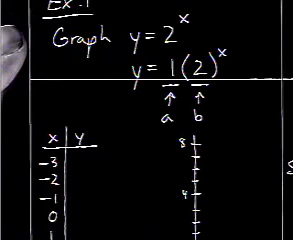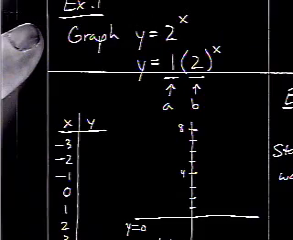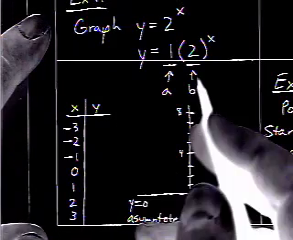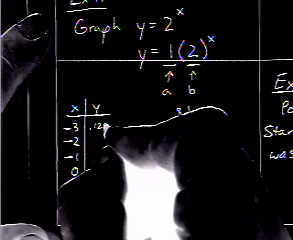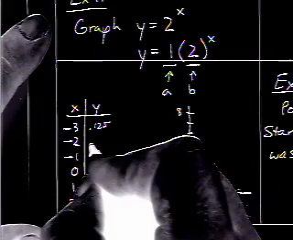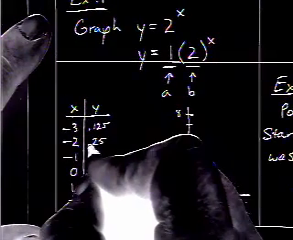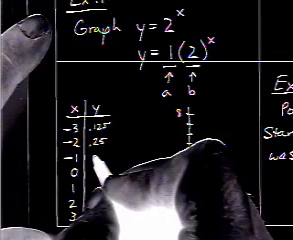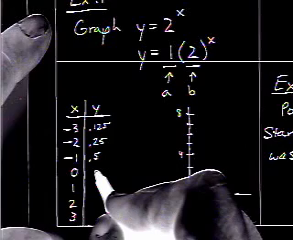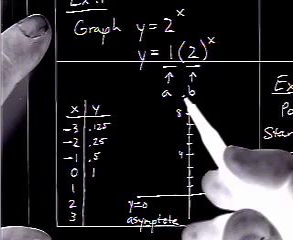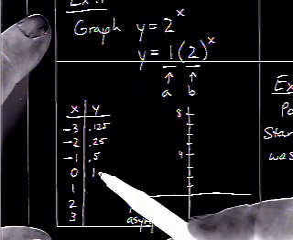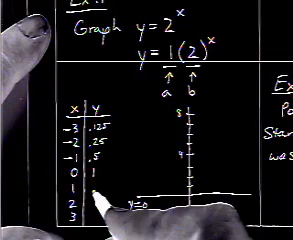If you start plotting points, making a table, not your favorite thing in the whole wide world, but oh well. You plug in a -3. 2 to the negative third power is 1/8, or 0.125. 2 to the negative second is 1/4, or 0.25. 2 to the negative first, we know that a negative exponent causes the base to flip over, right? So instead of 2, it's 1/2. And 2 to the 0, we know anything to the 0 power is 1. Hey, that makes sense. The y-intercept is 1. That makes a whole lot of sense, that when you plug in 0, you get 1.